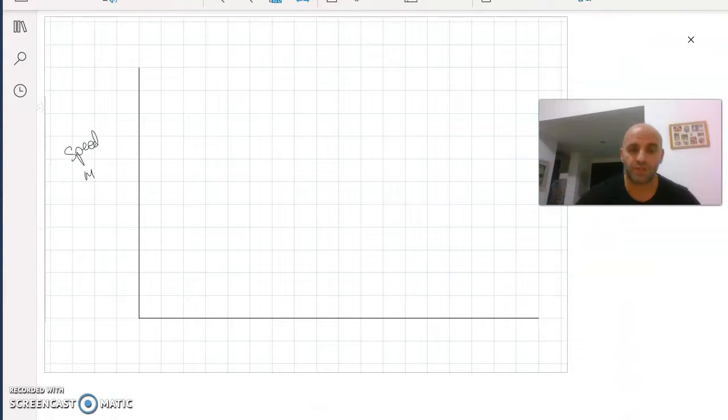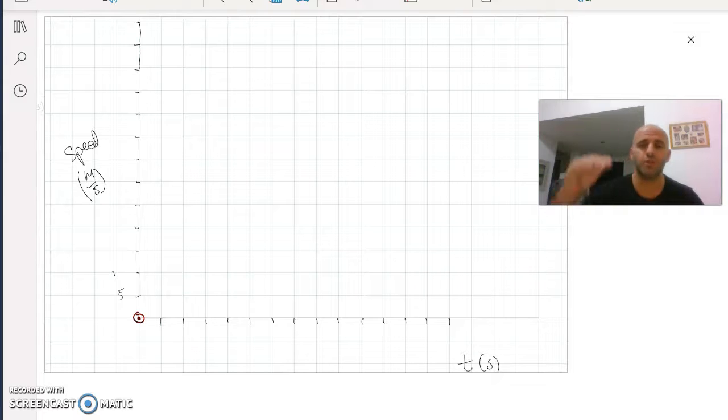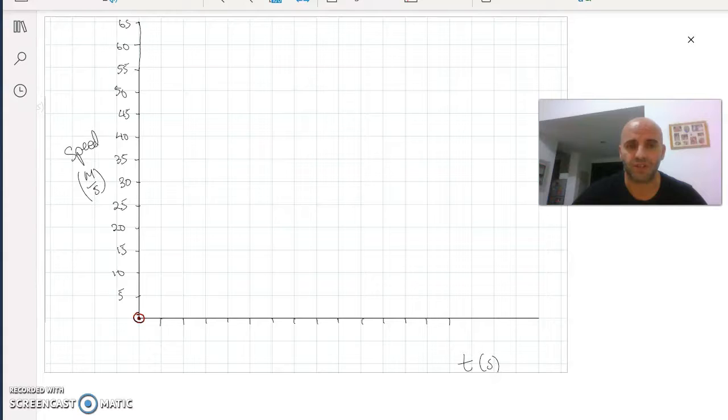The first thing I did was I set up my XY axis. I labeled it speed in meters per second versus time in seconds. Then I chose an increment of 5 meters per second because I knew my top speed was 65 meters per second. So I decided to go up in 5s, 5, 10, 15, 20, all the way up to 65 meters per second. On the time axis, I decided to just go across in 1s.